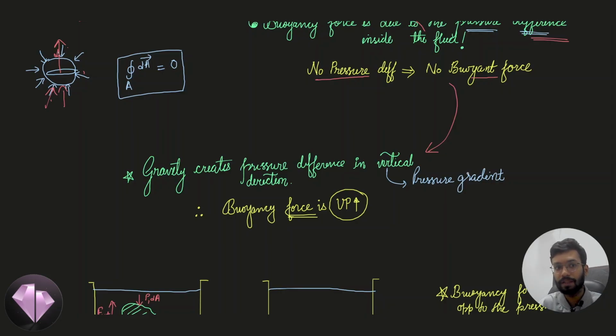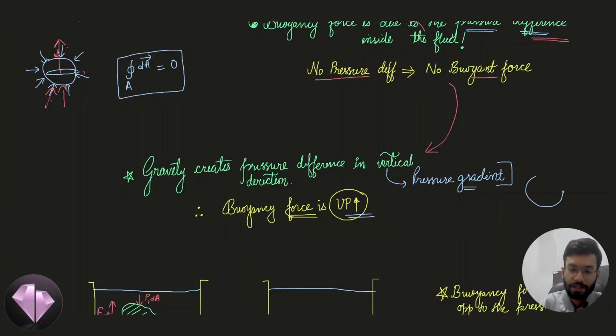Because what is buoyant force? It is a surface integral, right? So for the net sum of the buoyant force to be non-zero, you need to have some difference in the pressure, which is created by pressure gradients. So gravity creates pressure in the vertical direction. So pressure gradient is in the downward direction. Hence the buoyant force which is acting is upwards.